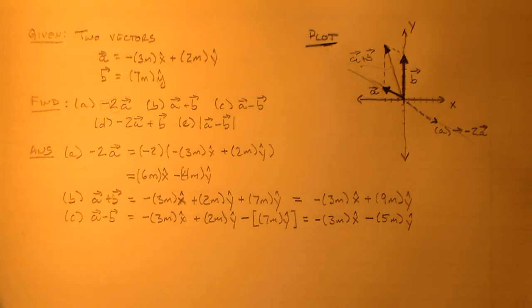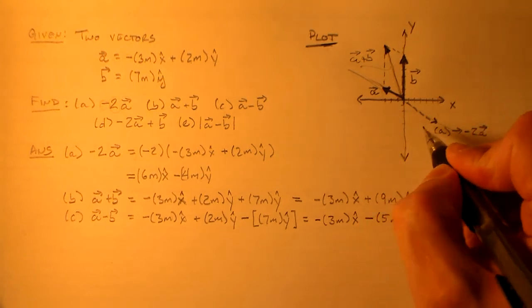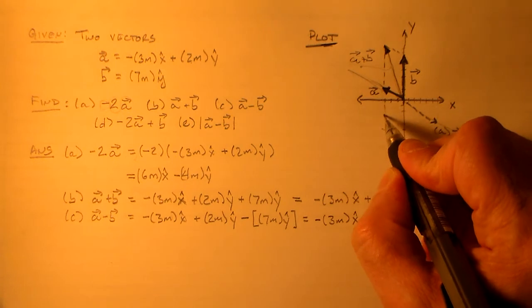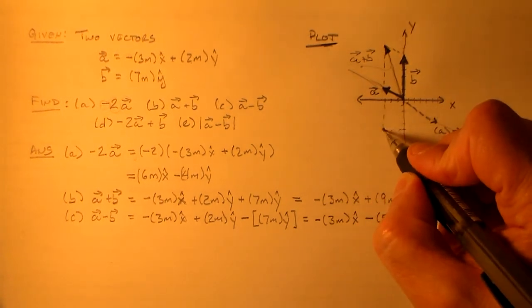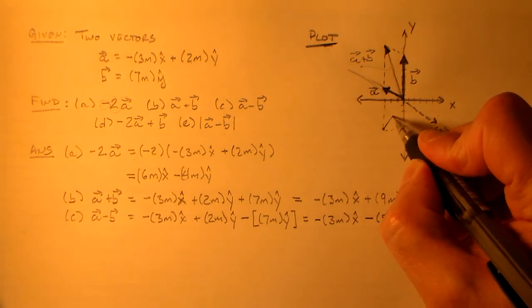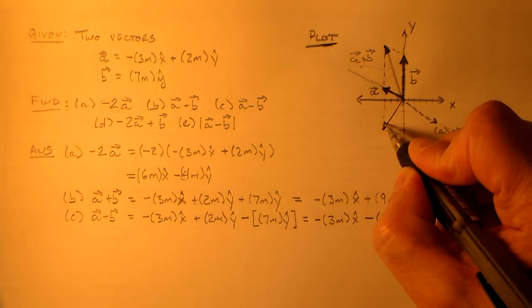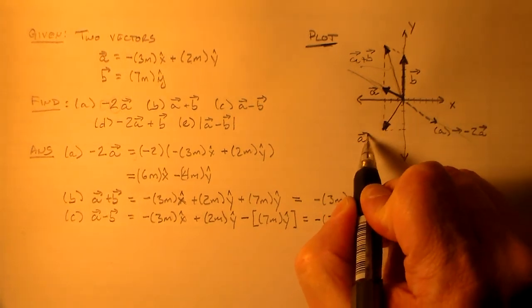So basically, we're still at this place here, and then we're down here at minus 5, right there. So here is our resultant vector, A minus B.